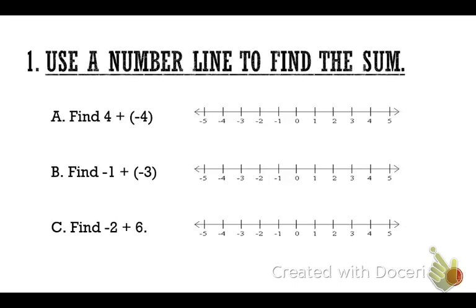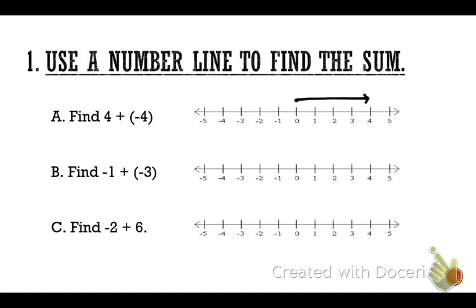The first thing you'll see in your notes, it's asking us to use a number line to find the sum. Whenever you're finding a sum, that just means you're adding numbers together. So here we are going to always start at the 0, and this asks us to go ahead and find a 4. Do I go right or left to get to a 4? I'm going to go over here to the right.